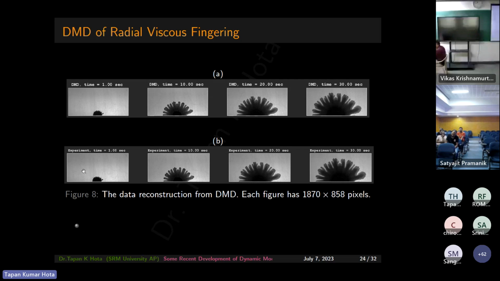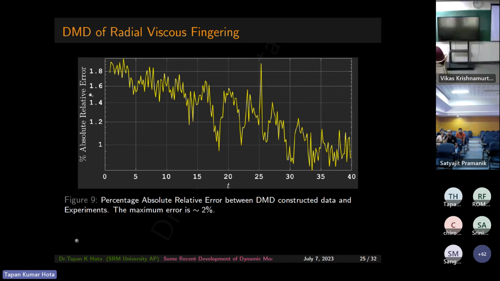For this experiment, the figure has 1870 by 858 pixels each. The snapshots are at 1 second, 10, 20, and 30 seconds. But when we plotted the absolute relative error, you can see that there is very zigzag behavior in comparison to the rectilinear part, which is a very smooth one. Initially it is increasing and then decreasing, right? But here it goes up and down, up and down. And the maximum error we committed by the reconstruction of the data from the DMD is about 2%. Now, why is this zigzag?